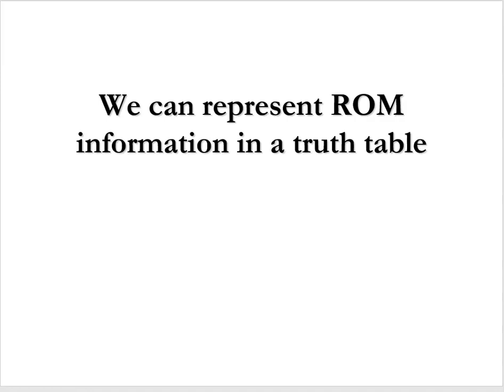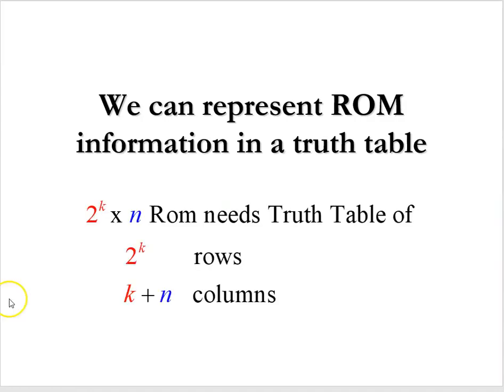We can represent ROM information in a truth table. So programming a ROM is as easy as setting up a truth table and having the programmer program it electronically, blowing fuses. So if we have a 2^K by N ROM, our truth table would need 2^K rows and K plus N columns. K columns to represent the inputs and N columns to represent the outputs, and of course the 2^K rows to represent each of the different combinations of our address K.